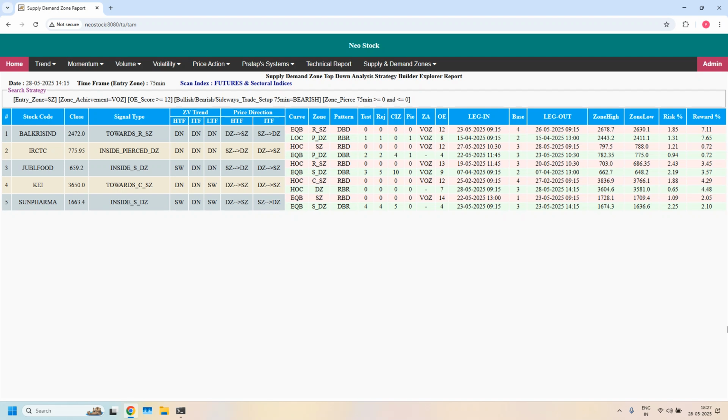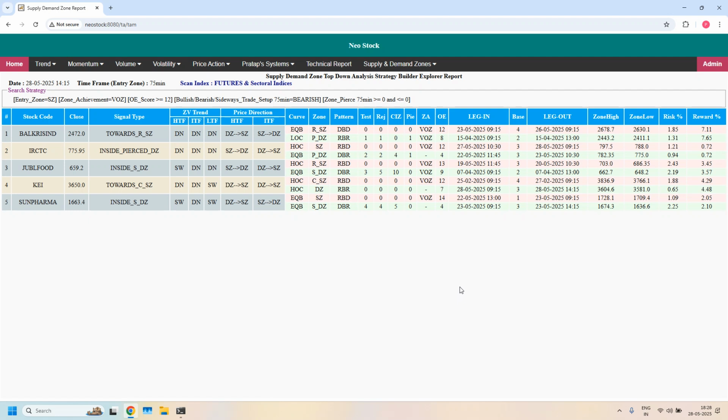These 5 stocks are supporting the bearish trade setup for weekly income trade, and the entry time frame zones are 75 minute supply zones. Out of these 75 minute supply zones, how many have a higher probability of success?